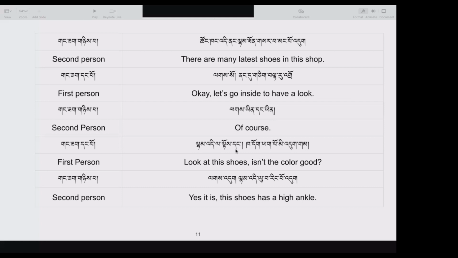Tham di la tue tang. Tue here is more like asking someone to do something, so it's the imperative form. Tham di la tue tang. Ka do ya hu min du kam. Look at the shoes. Isn't the color good?